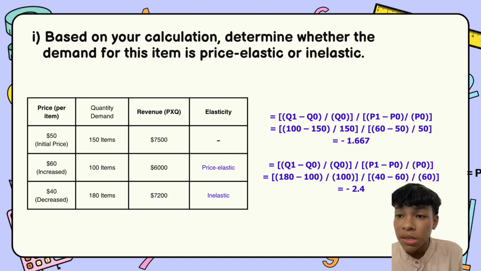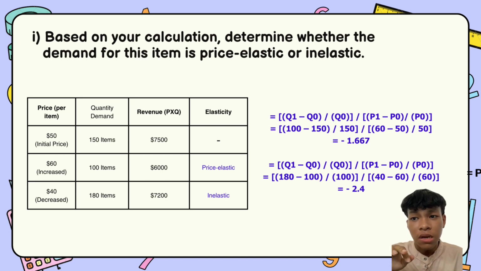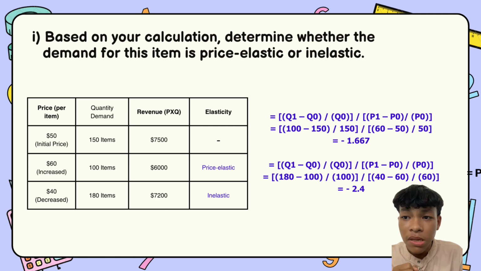And for the other one, the calculation is the same as before. We use the same method, but this time with different quantity demanded and revenues. So 180 minus 100, and then divide by 100, and we divide that by 40 minus 60, and then divide by 60, and the answer we got is negative 2.4.